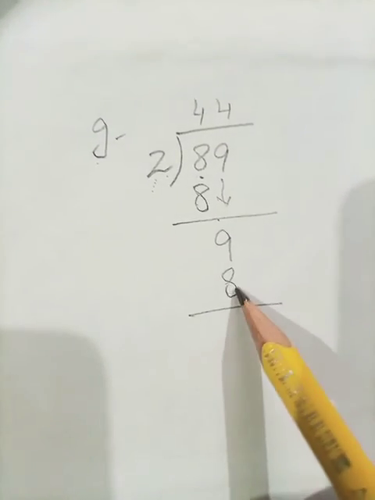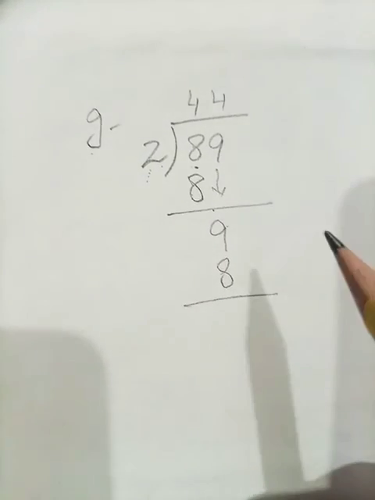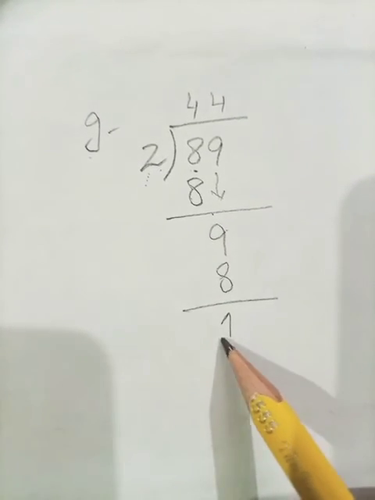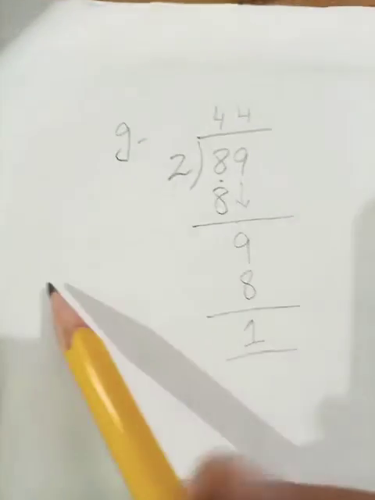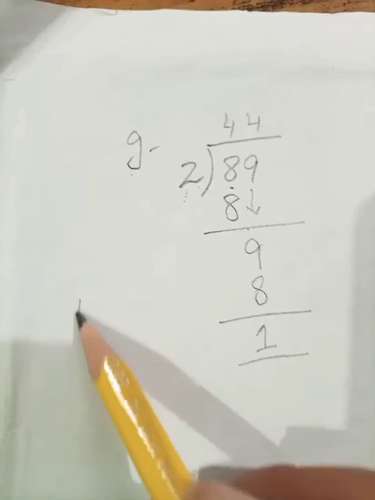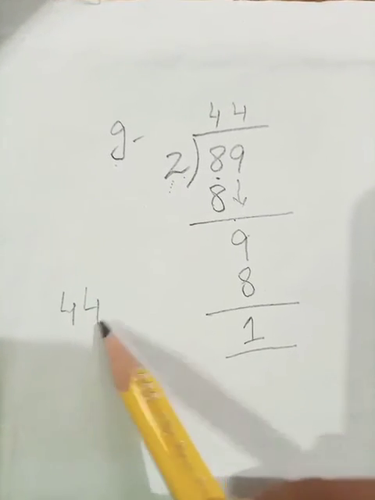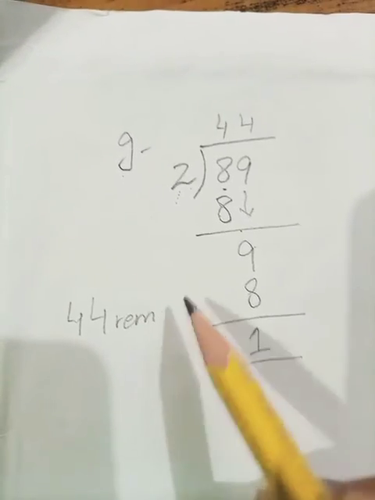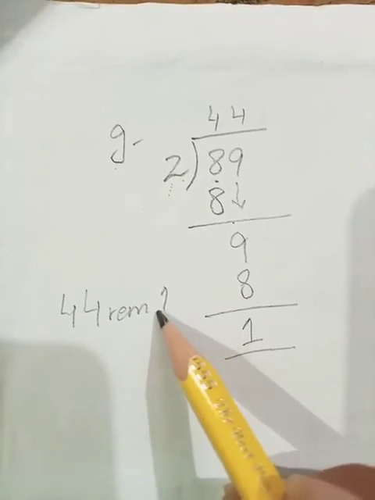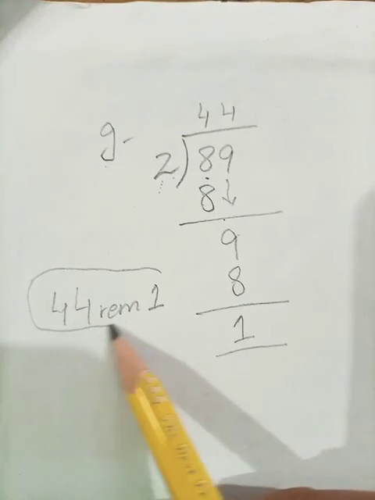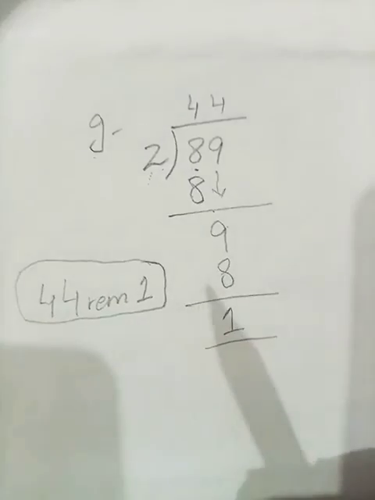When I subtracted 8 from the number 9, my remainder will be 1. Let's write the answer in the required way. The quotient first, that is the number 44, and then the remainder, that is 1. So students, here is our answer in the required way.